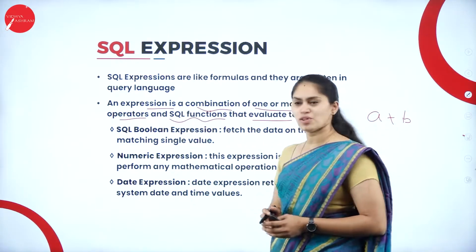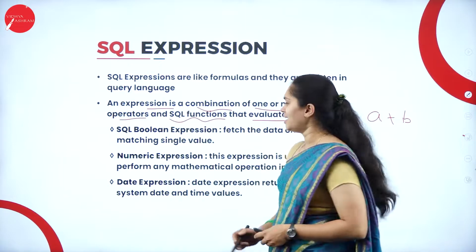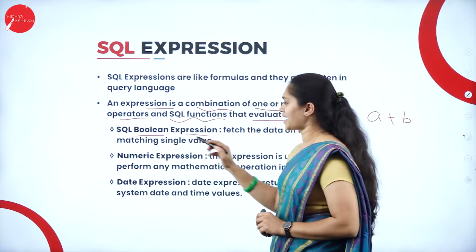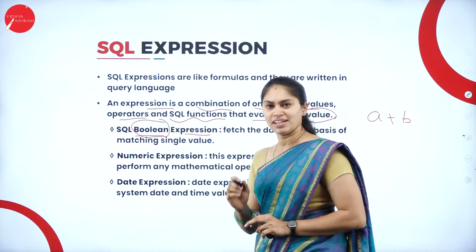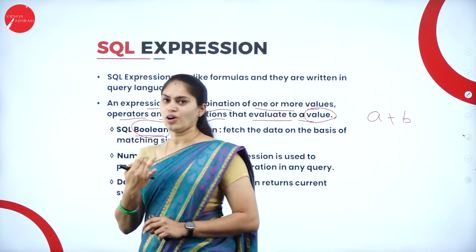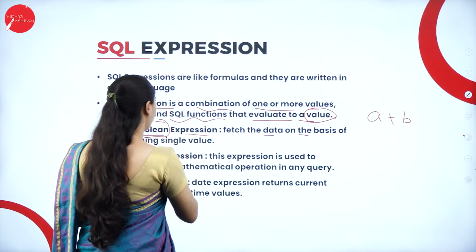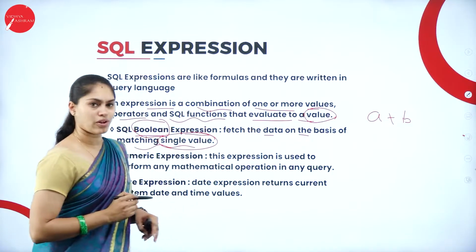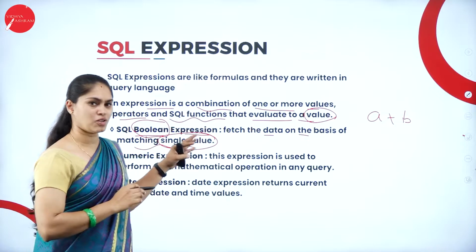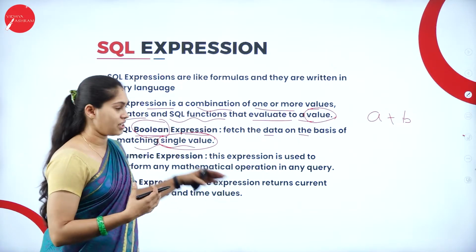Then what are the types of expression we have in SQL? It includes the SQL Boolean expression. Boolean means what? It deals only with two values, either true or false. In order to fetch data on the basis of matching a single value, we are going to use this Boolean expression. It is going to return either true or false based on a single value.